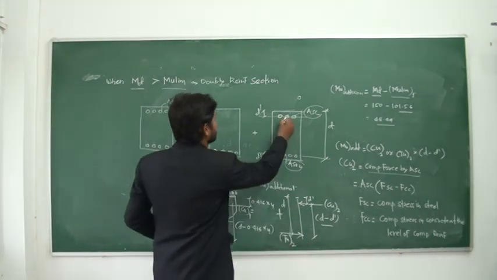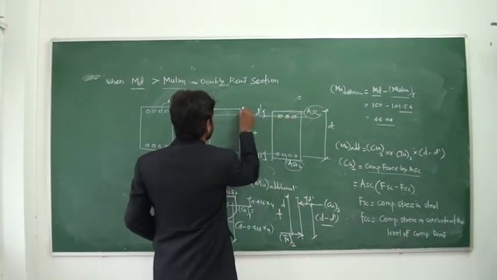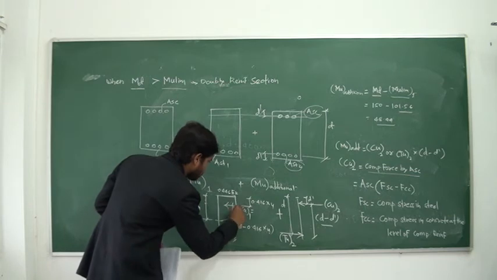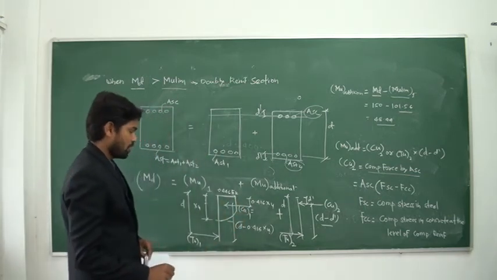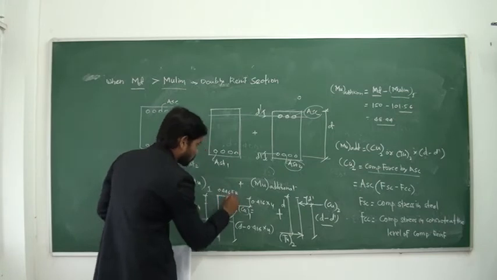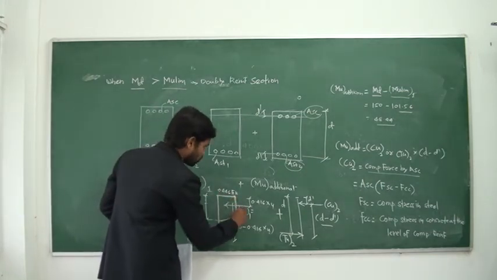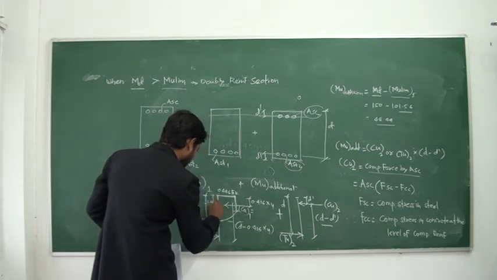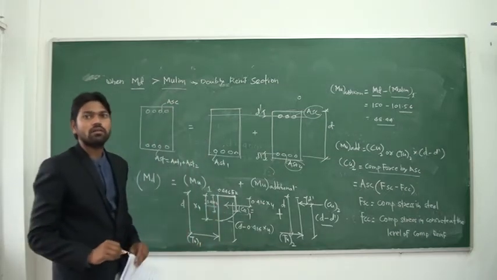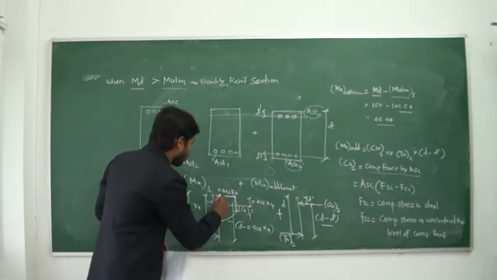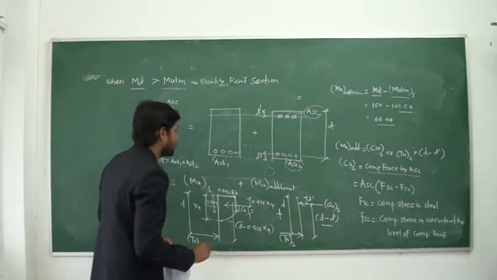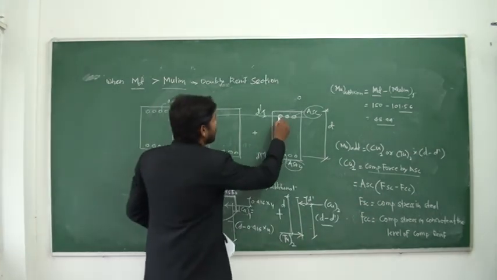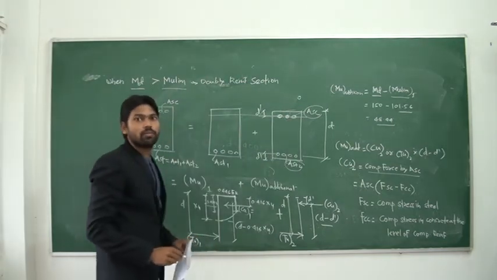Now see the level of ASC, and at the same level you have to find out the compressive force in concrete. This is the ratio of the compressive stress block, and the compressive stress at the top is 0.446 FCK, and it remains constant up to 0.43 XU. We want compressive stress in concrete at the level of reinforcement. Level of reinforcement is here.